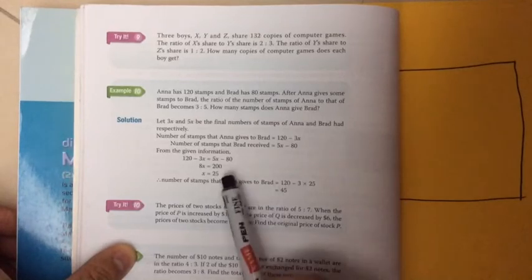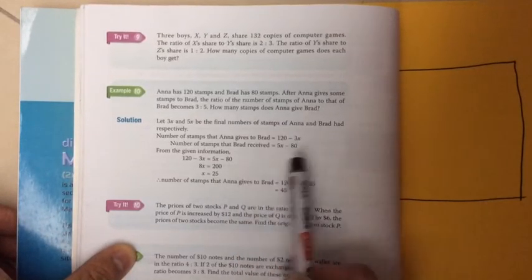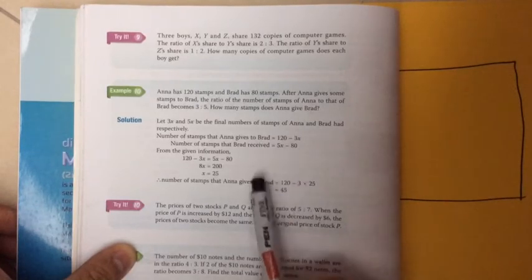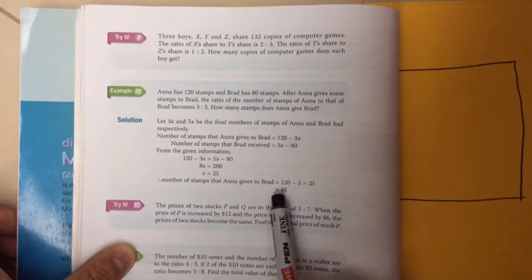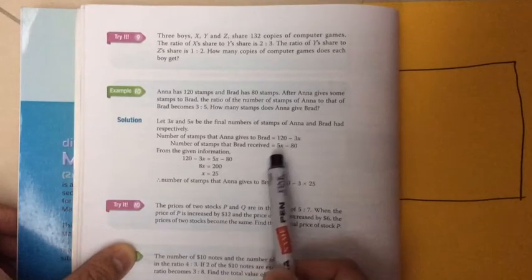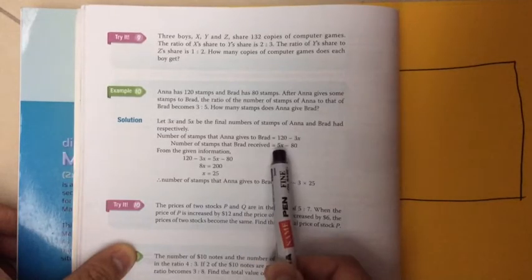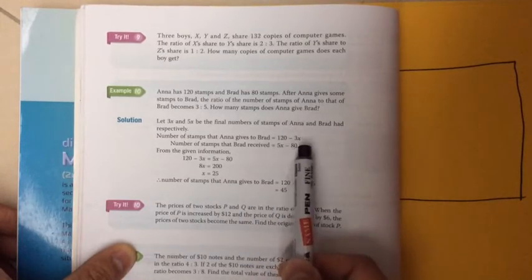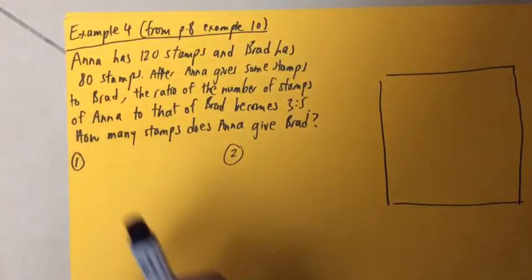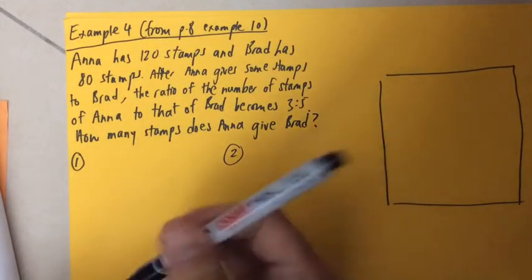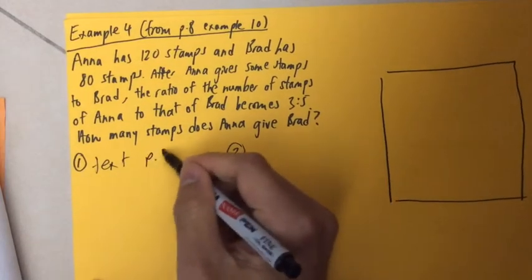And then we substitute 25 into any one of these equations, and it should give you the same value. If we have 120 minus 3 times 25, that's 45. We can do the same thing here. 5 times 25 would be 125, minus 80 would also give you the same answer, 45. Now, that is solution 1 from the textbook, page 8.